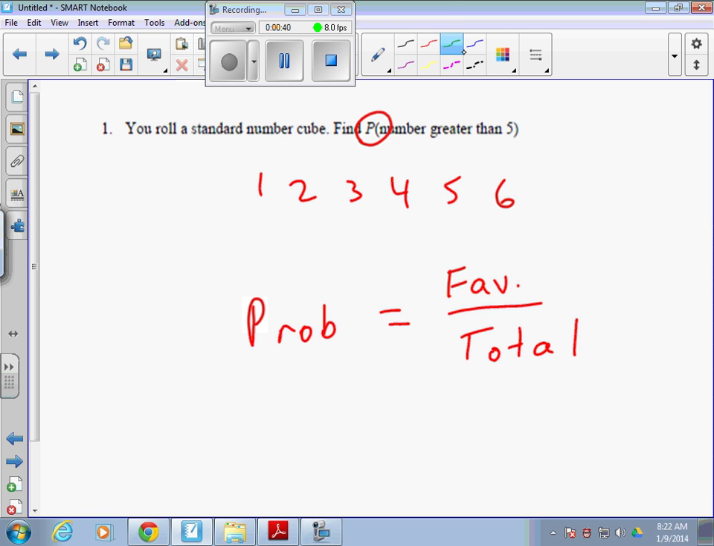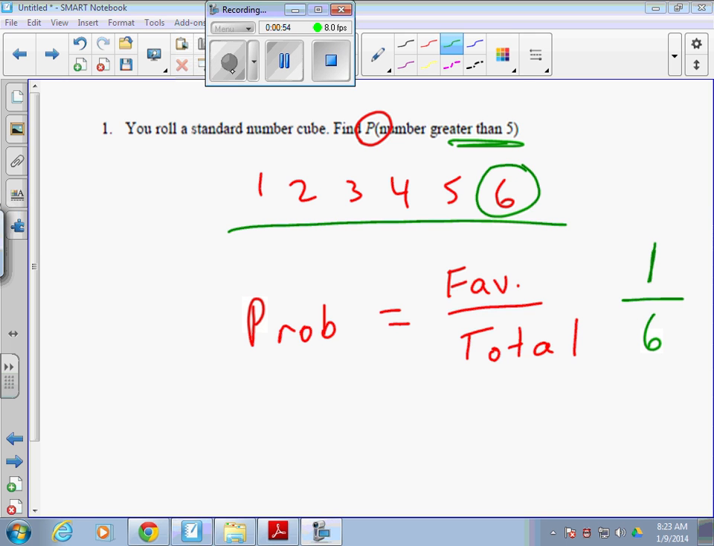It says a number that's greater than 5. The only value out of these 6 that's greater than 5 is the number 6. So there's only one favorable outcome, 1, over the total, which is 6. So your probability of rolling a number greater than 5 is 1 out of 6, or 1/6.